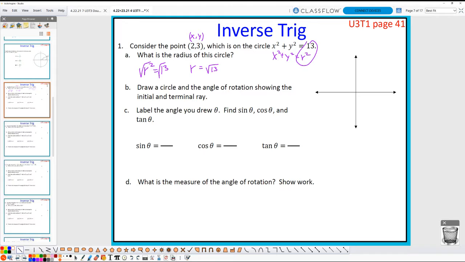Now I'm going to cheat and just simply use a circle tool. Oh, I actually don't want that.